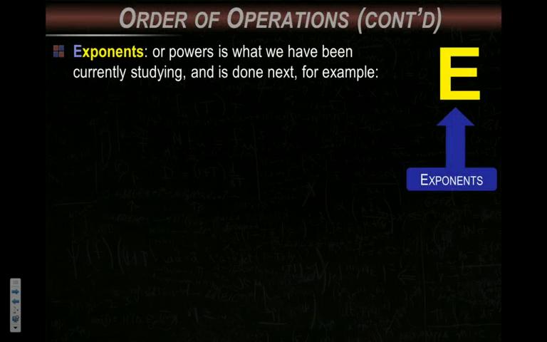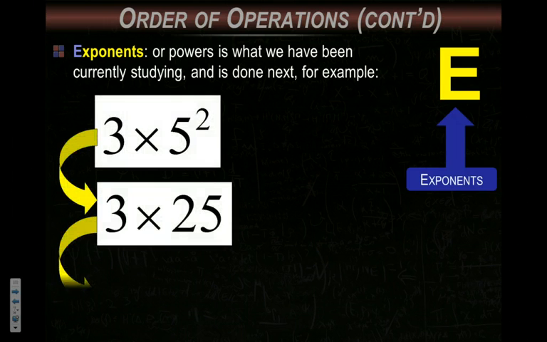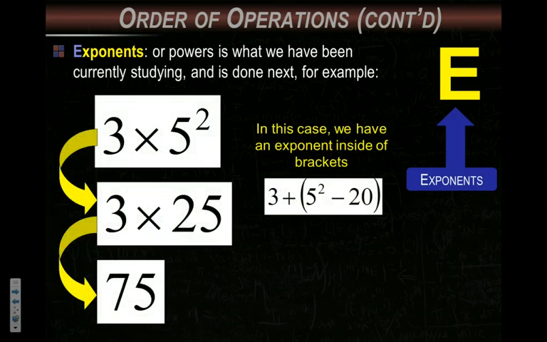Next comes exponents. Once you've done your brackets, now go to your exponents, which is what we've been studying this unit. Okay? So now you can see in a problem like this, I got to do that exponent first before I do the multiplication. Okay? Now, what happens if you have an exponent inside of brackets?